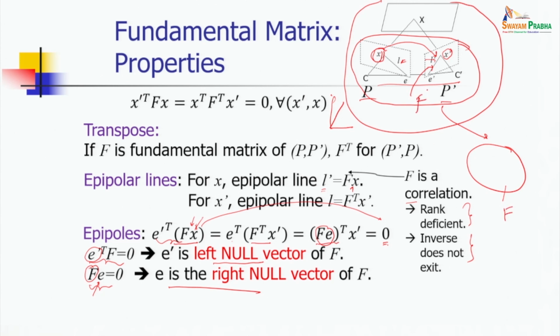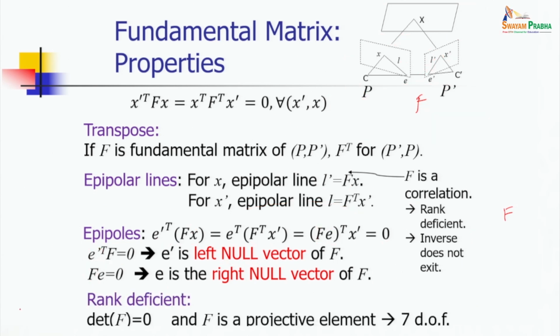So it is F, and they are only dependent on the relative orientation and the translation of the respective cameras. Since the fundamental matrix is rank deficient, that is why the determinant of the fundamental matrix is 0. F is also a projective element, because if F is multiplied by any scalar value k, this relationship still holds. So F and any scaled F are equivalent.